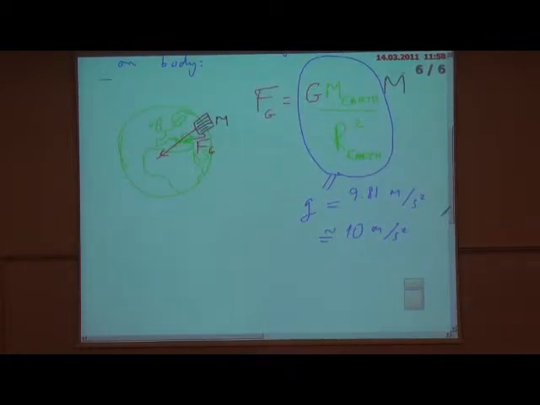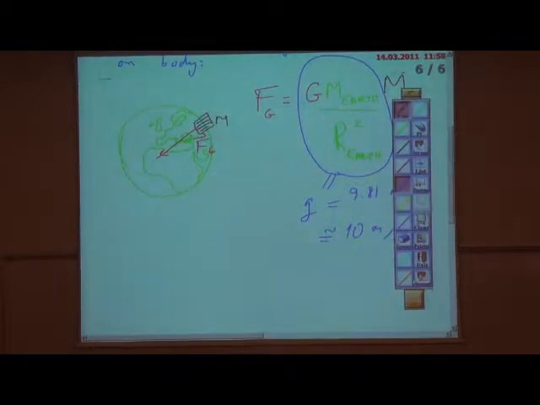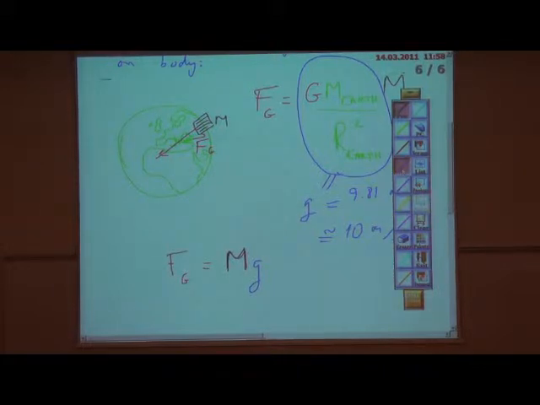So what I find is the force of gravity is m times g. I can write this as a vector.